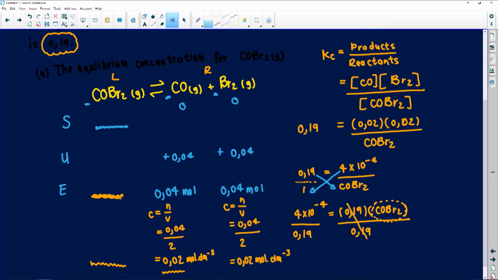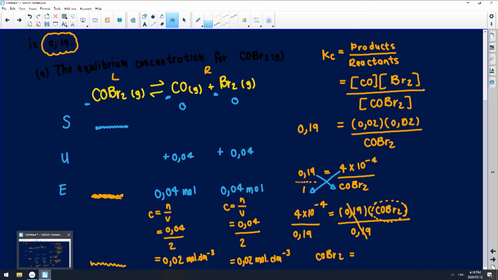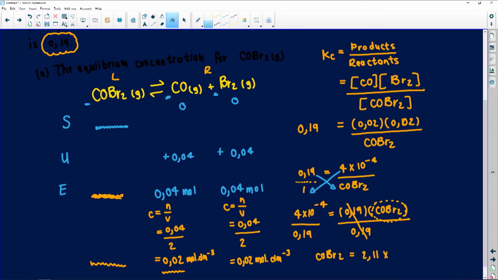Therefore, my value for COBR2, let's calculate that. I'm going to have, oh, I lost my calculator. Okay, let me just use the one here on the side with me. I get 2.11 times 10 to the negative 3 moles.